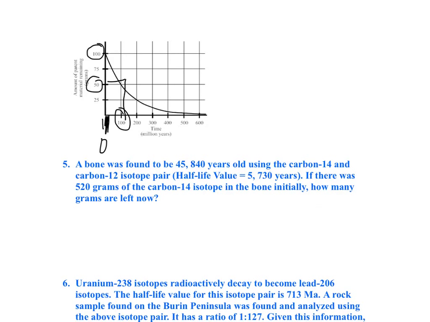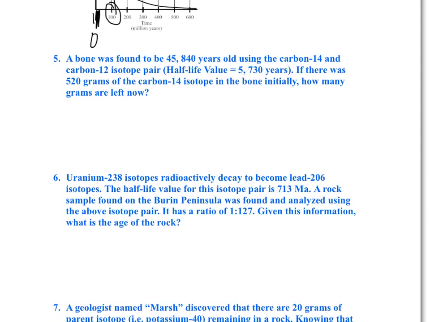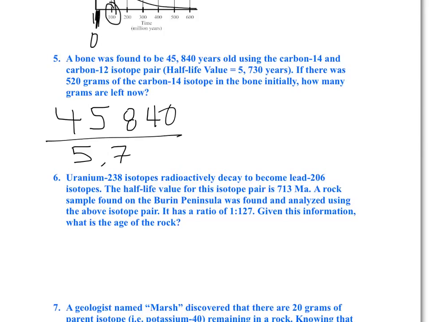Moving on to the next problem, a bone was found to be 45,840 years old. So what we're going to do is take the age of the bone, which is 45,840. Note it's in years. I don't have room to put in my units, otherwise I would. We're going to divide that by the time that it takes for one half-life, which is 5,730 years. So I'll just grab my calculator quickly, and we will go 45,840 divided by 5730, and we know that we have 8 half-lives. That's how many actually occurred.